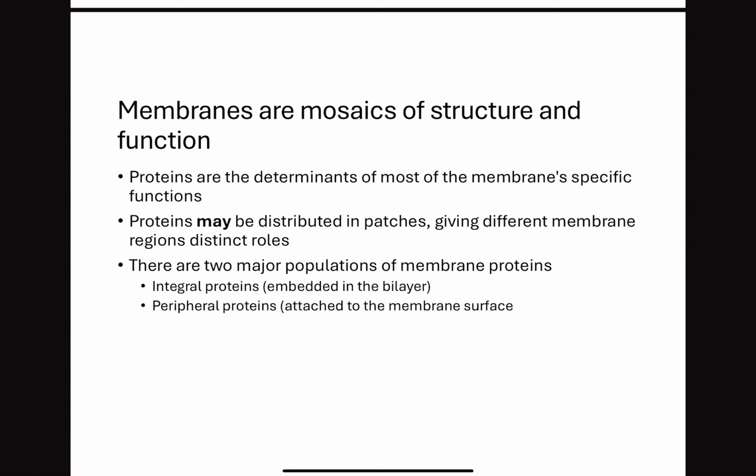So the proteins that we have inside of our membrane are going to be the determinants of the specific function of that protein. And the plasma membrane and the membranes of a variety of organelles are going to have these unique collections of proteins, which goes back to the idea that all membranes are different. They are all unique from each other. And then we actually have two major populations of membrane proteins. We have integral proteins, which are going to be embedded inside of that bilayer, and then we have peripheral proteins that are going to be attached to that membrane surface or even to integral proteins themselves.